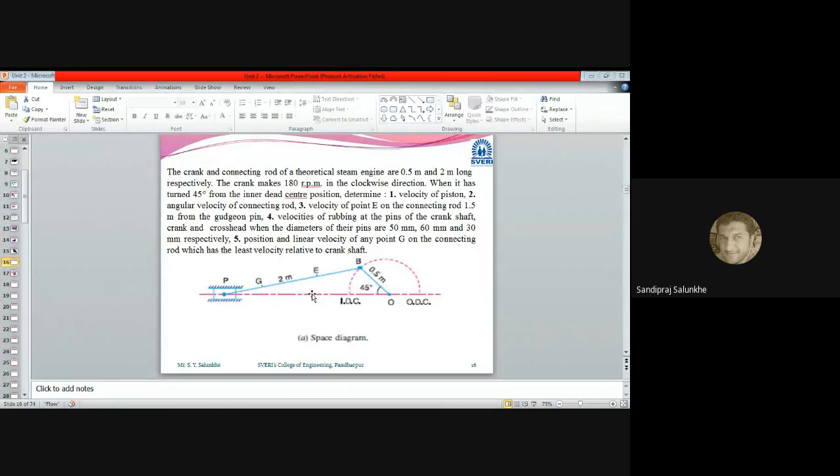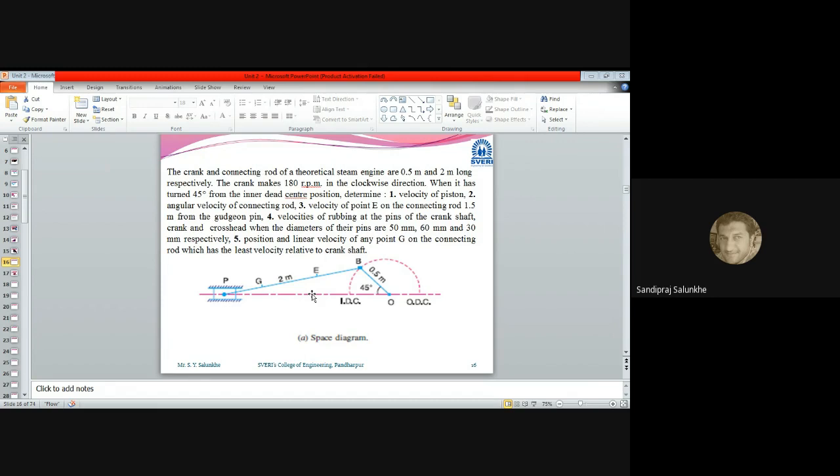Determine number one, velocity of piston. Obviously it is linear velocity of piston. Number two, angular velocity of connecting rod. Number three, velocity of point E on connecting rod. When only velocity is written, it means that it is a linear velocity. And if it is asked to calculate the angular velocity, it is written as angular velocity of.